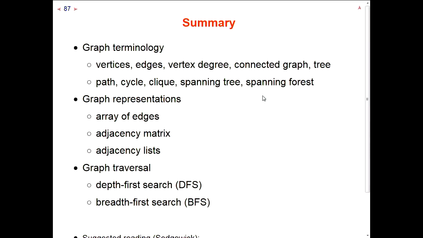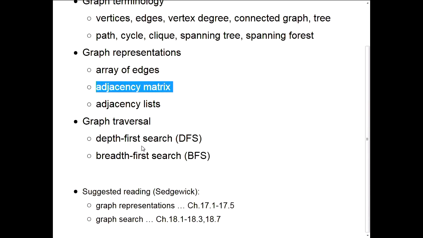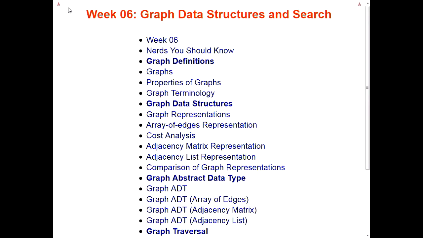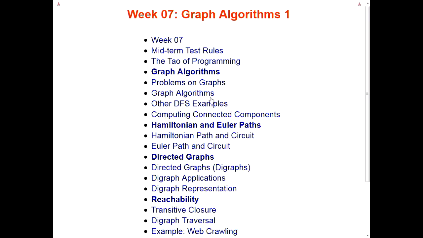We've introduced a number of simple concepts, such as vertex degrees, connected graphs, trees, paths, and cycles. They are all mentioned here. And as usual, when I mention things on the summary slide, these are the things that you really should know. Graph representations, we looked at 3 different representations. We've focused on the implementation using an adjacency matrix. And we looked at the first graph algorithms, depth-first search and breadth-first search. Okay, and now with this, we can move on to further graph algorithms.